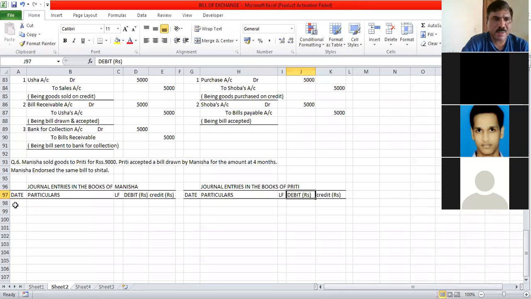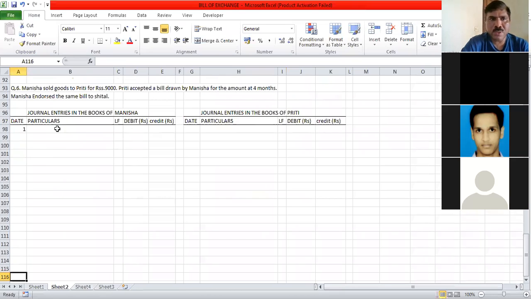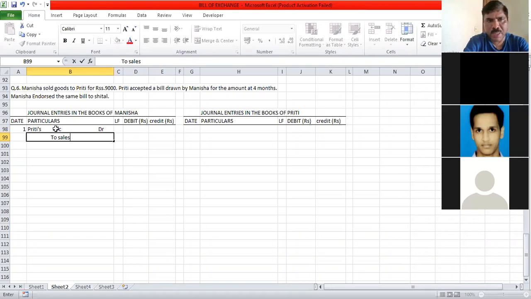Now, first entry. Manisha sold goods to Preeti. It is a repetitive entry. I keep on doing it because it will be easier to understand, and you can become more expert in this. So first entry, what should I write? Preeti's account debit to sales account. Why is Preeti debited? Preeti is the receiver of the goods. Sales is an income, therefore sales should be credited. What is the value of the goods sold? 9,000. Correct?